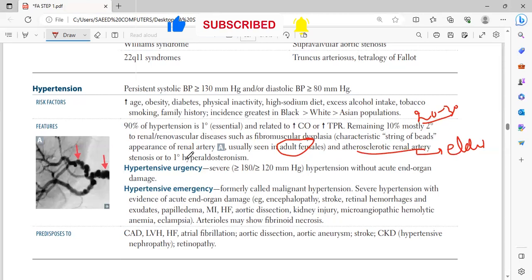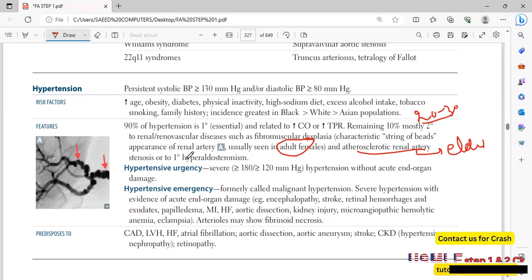Secondary hypertension can be due to chronic kidney disease. In chronic kidney disease, no doubt creatinine will be elevated. The second cause is obstructive sleep apnea. History will be given of daytime somnolence and snoring. So this type of history will be given. Also, obesity is a major risk factor in obstructive sleep apnea.